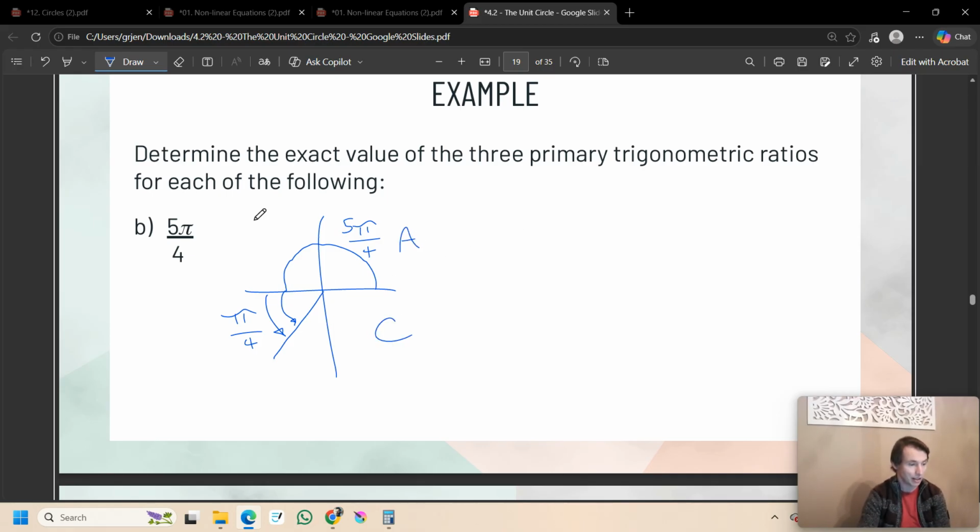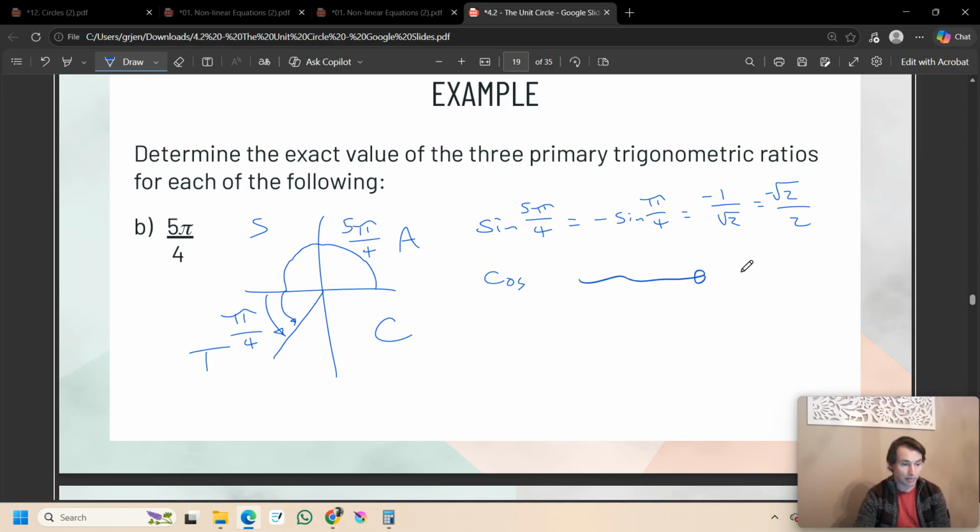CAST, only tangent will be positive here. So sine 5 pi on 4 will be equal to negative sine pi on 4, which will be equal to negative 1 on root 2, but that's the grade 11 version, so this is root 2 on 2, but negative. Cosine of that whole same thing, it's the same, okay? Cosine equals sine down here. It's just different here and here when the signs are opposite, but the value is the same.